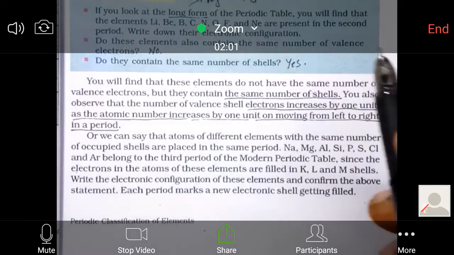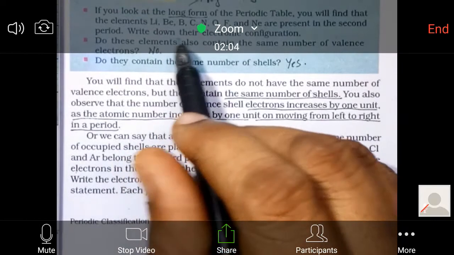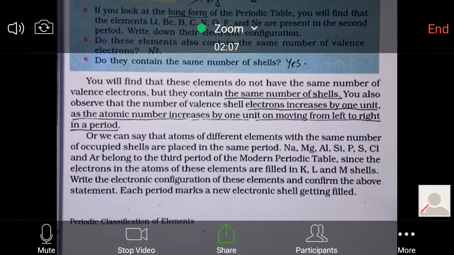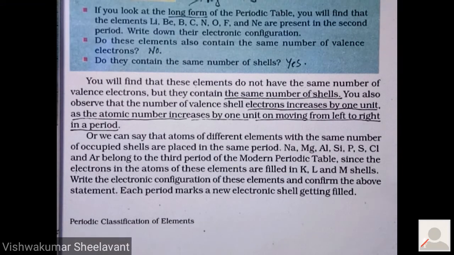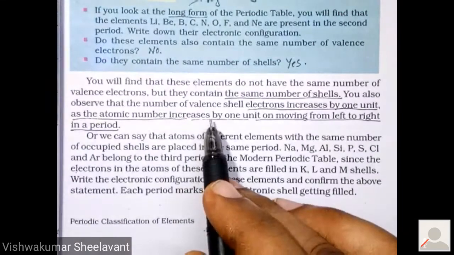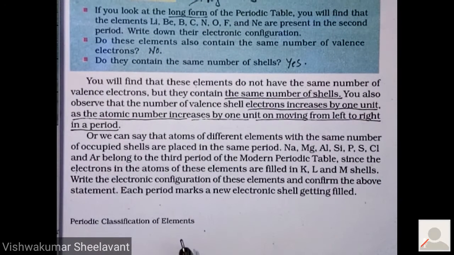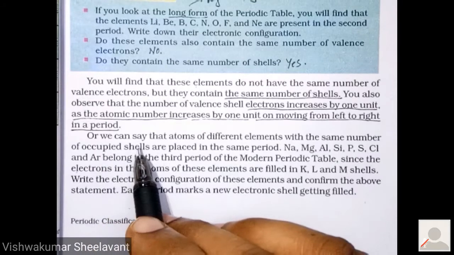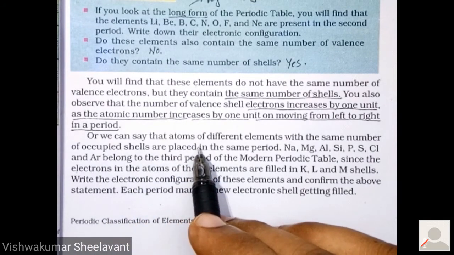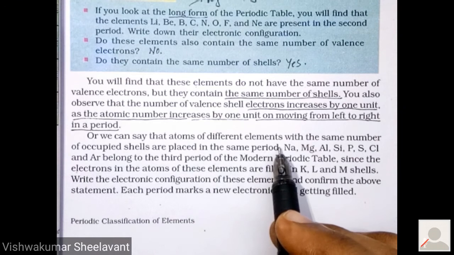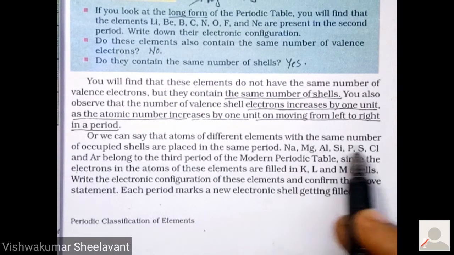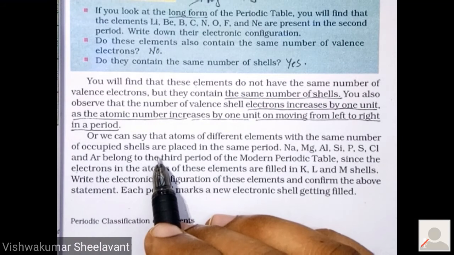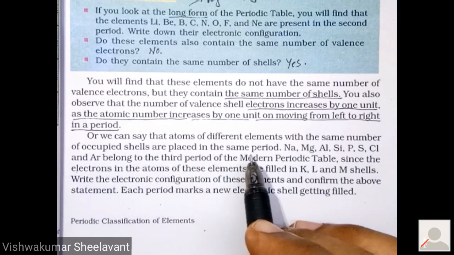So as we move from one element to the other, that is lithium, beryllium, boron, carbon, nitrogen, oxygen and fluorine, the atomic number increases by 1, hence the number of valence electrons also increases by 1. Or we can say that atoms of different elements with the same number of occupied shells are placed in the same period.